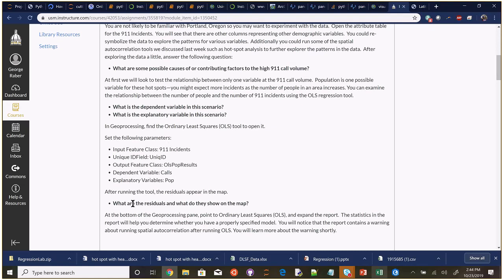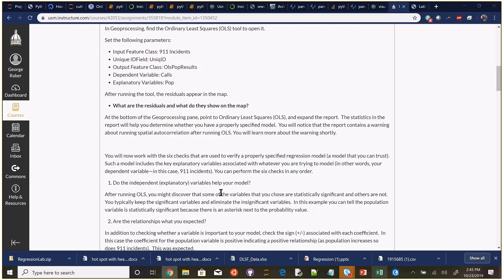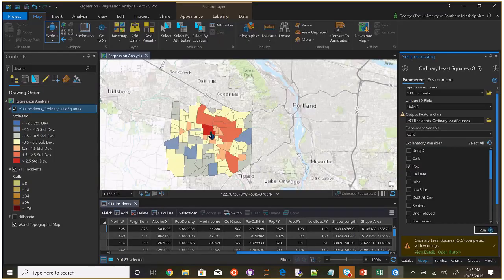So what are the residuals and what do they show on the map? The first question here is to look at this map and describe it. What does the residual represent? What's being mapped? It's the difference between what and what? What was expected and what was actually shown. Right. How far off the model is, in each particular instance.